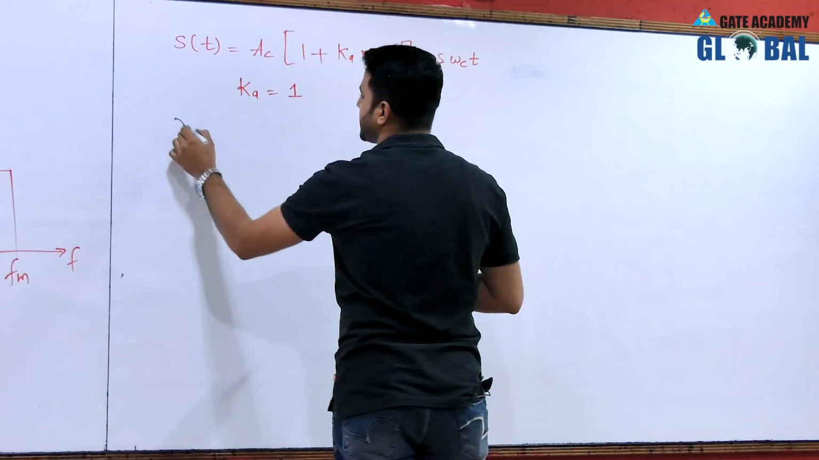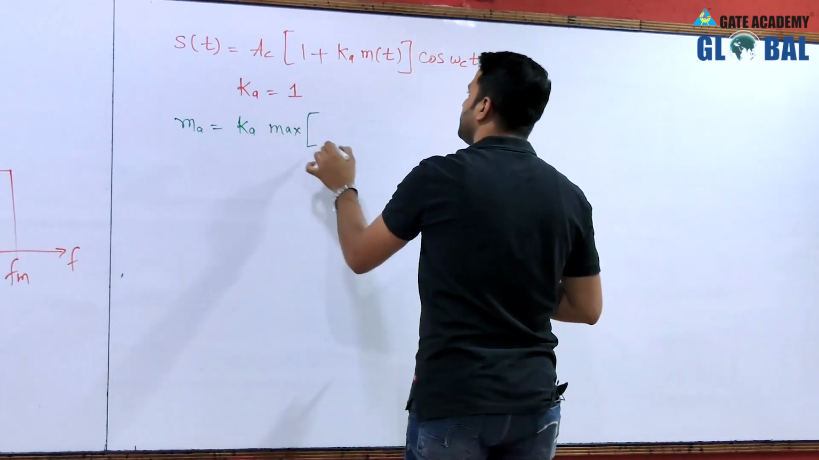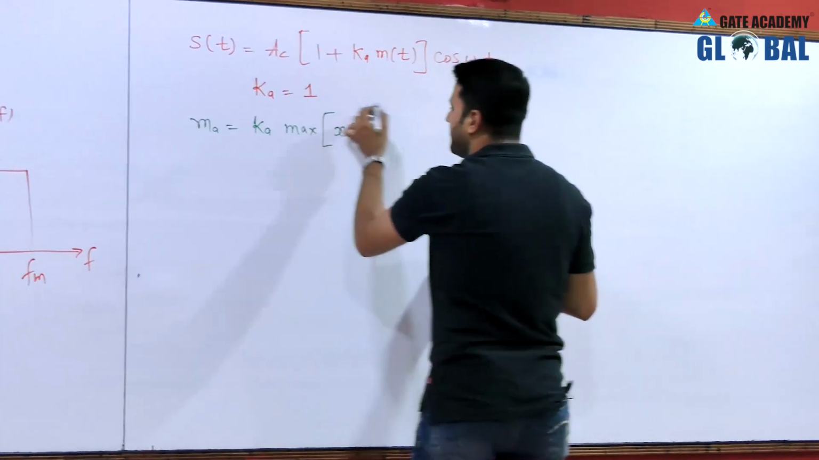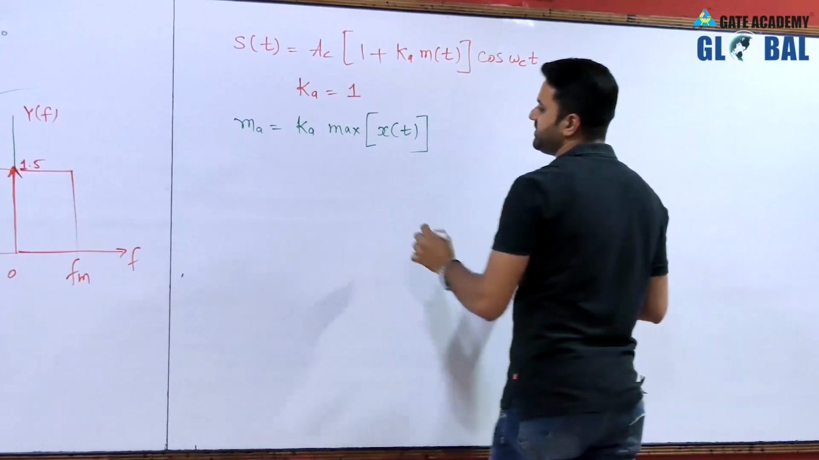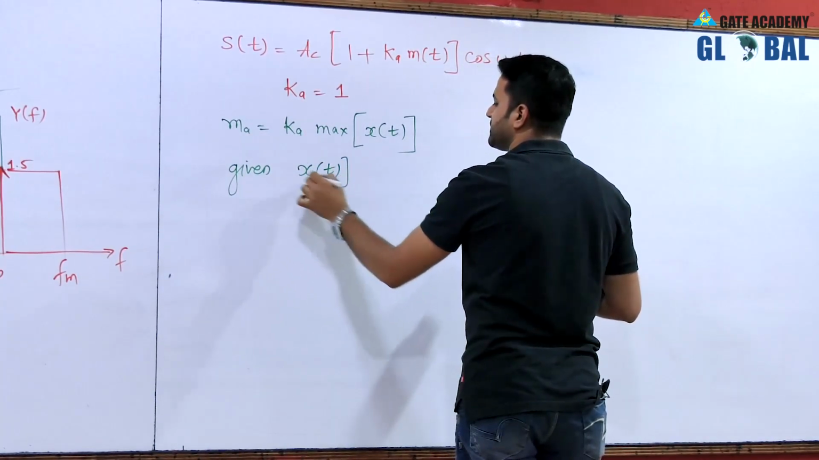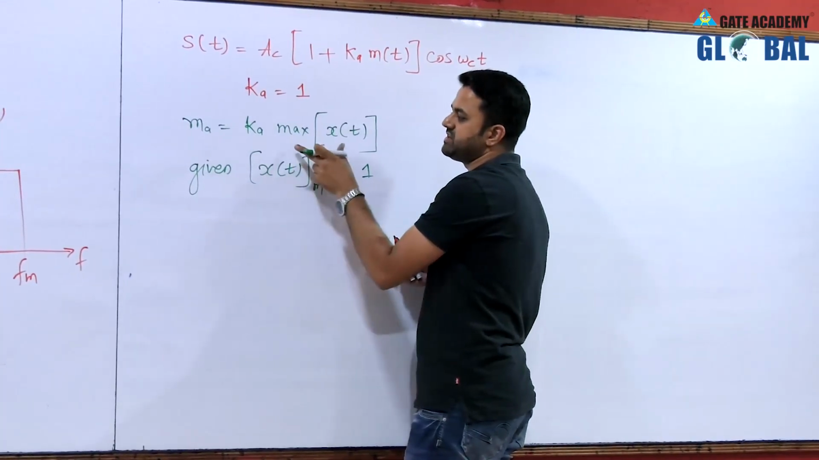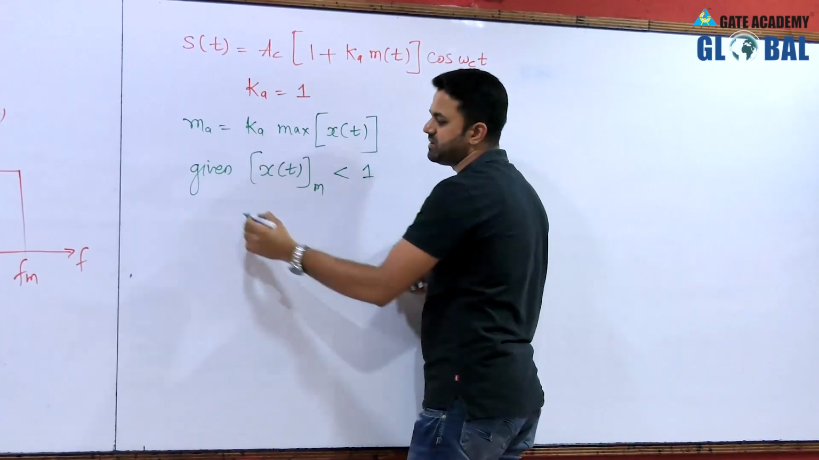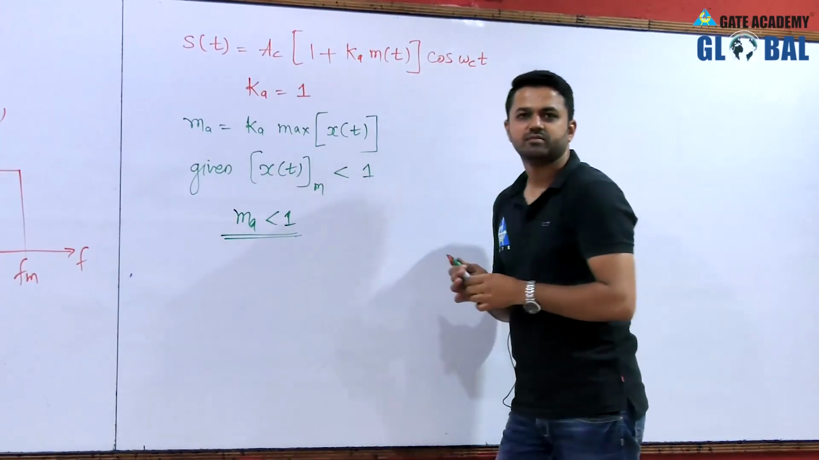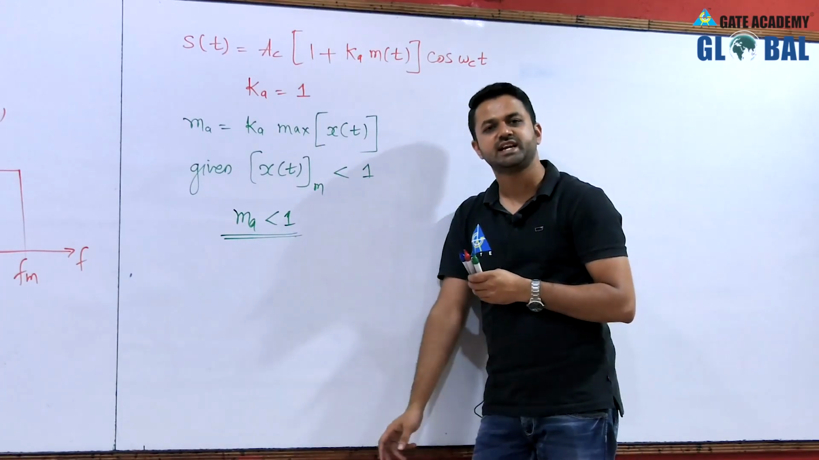And the modulation index mu is defined as K into the maximum value of the message signal, in this case x of t, and it is also given that the maximum value of x of t is less than 1. Because K is 1 and the maximum value of x of t is less than 1, that means the modulation index is less than 1.